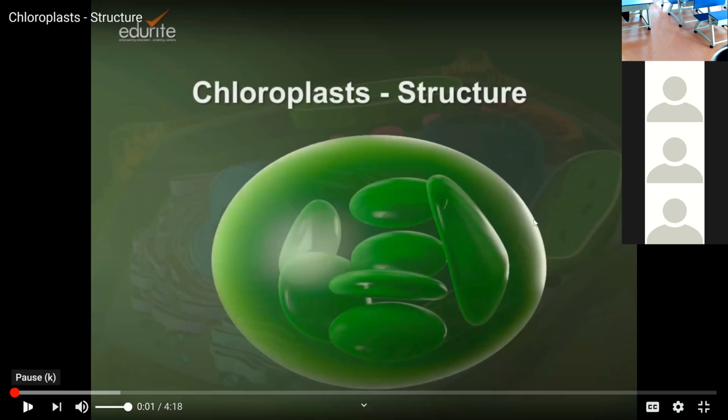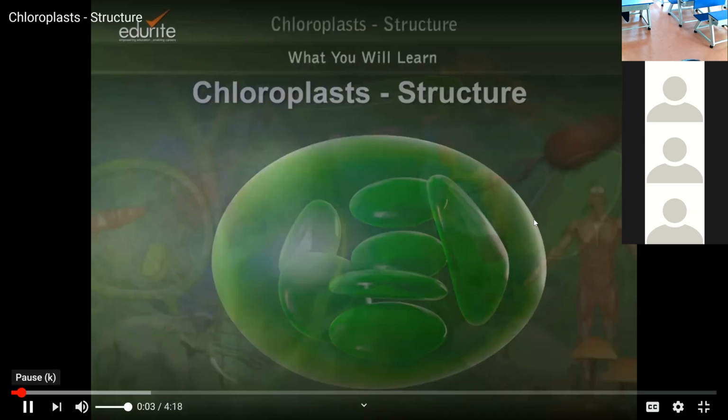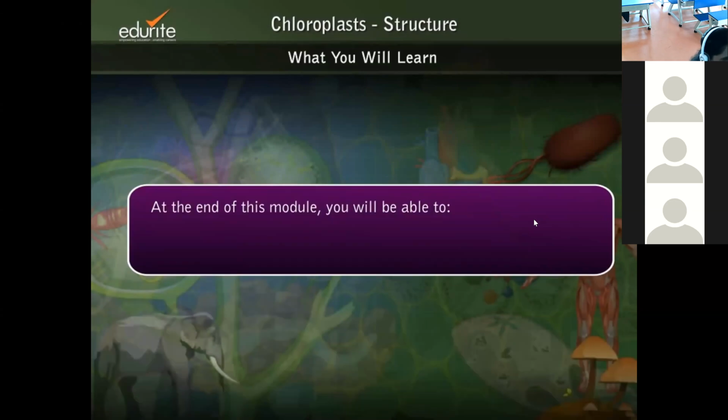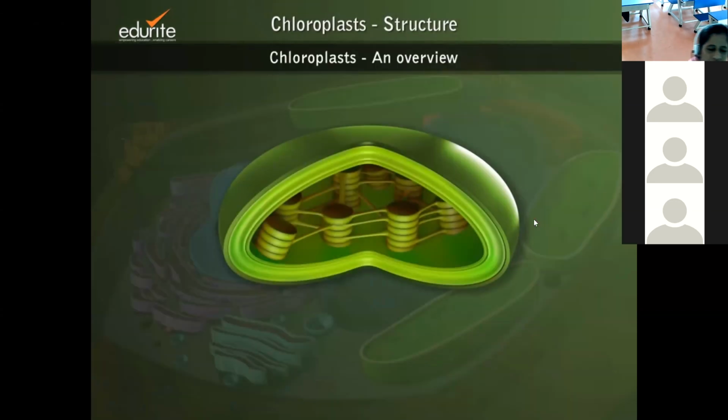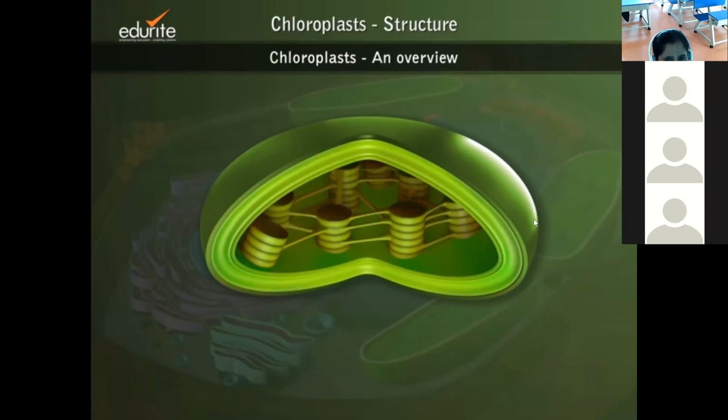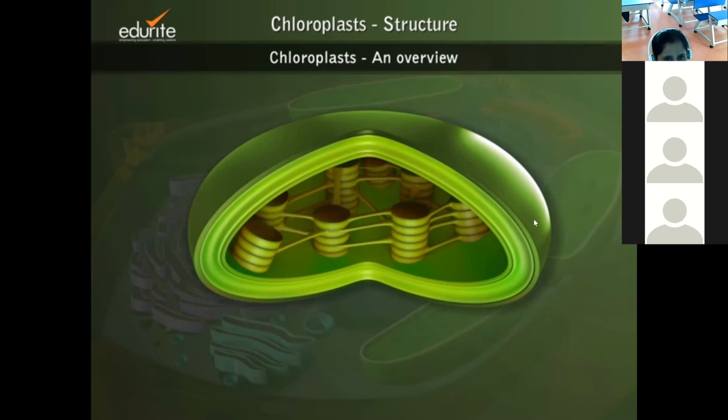Chloroplast structure. At the end of this module, you will be able to describe the ultrastructure of chloroplasts. Chloroplasts are membrane-bound organelles that act as the main centers for photosynthesis.